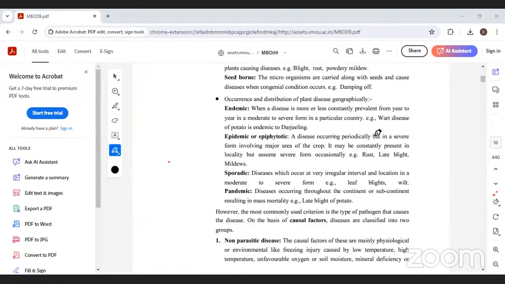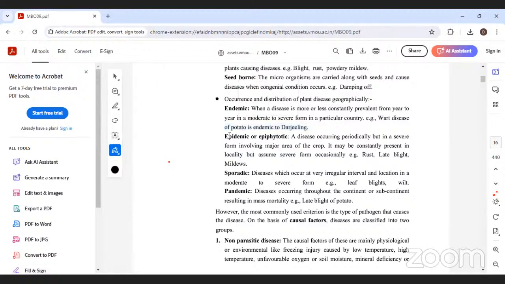Coming to the occurrence and distribution of plant disease geographically: endemic. When a disease is more or less constantly prevalent from year to year in a moderate to severe form in a particular country. For example, a disease of potato endemic to Darjeeling. These are the most important diseases. That is endemism.